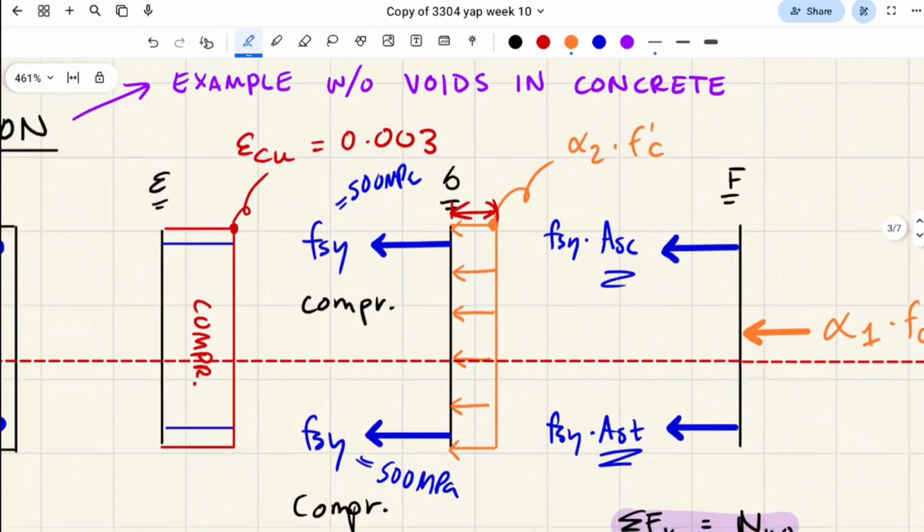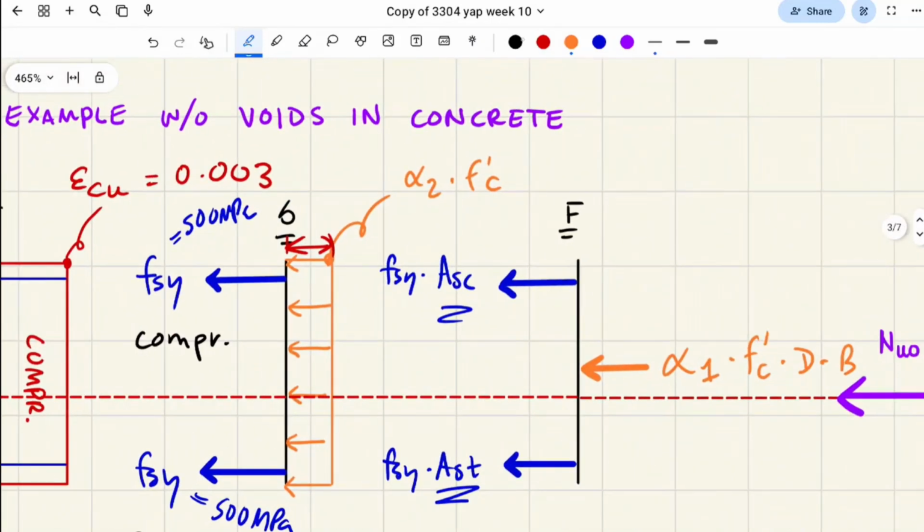Basically, previously we had bending, right? Where you had the rectangular stress block that looks like this. This amount was gamma dn, right? And this was alpha 2 FC, right?